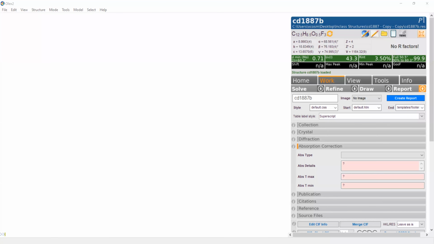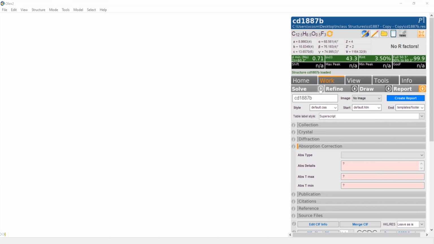Again, you want to open up your .res file. And the first thing we want to do, again, is look at the I over sigma. Here the I over sigma is 43.3, so this is very good quality data. The R int is about 3.5%, which is very good as well. Space group suggests P1 bar, which is one of the common space groups.